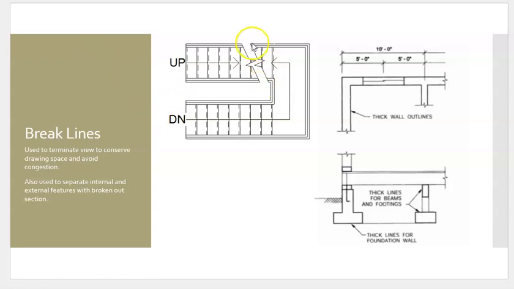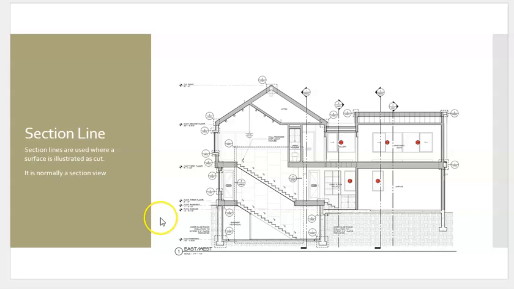So in a drawing, we represent it with this break line. So it says, hey, this is continued this way. And yes, this is continued this way as well, too. Over here on the right, you can see this upper one, thick wall outlines, right? And then there's a break line at the bottom of the wall. That means there's more to it, okay? There's more to it. Here is your section line.